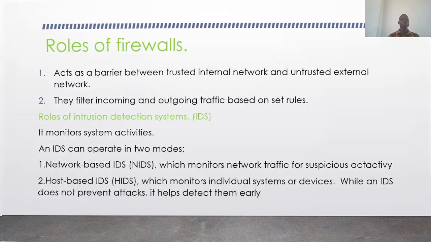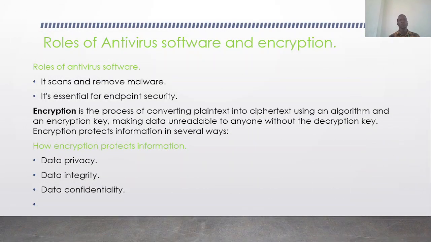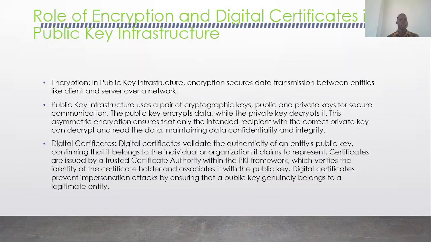I'm going to take you through the roles of antivirus and software encryption. Antivirus scans and removes malware. It is essential for endpoint security. Then encryption is the process of converting plain text into cipher using an algorithm and the encryption key. How it protects data: we have data privacy, data integrity, and data confidentiality.